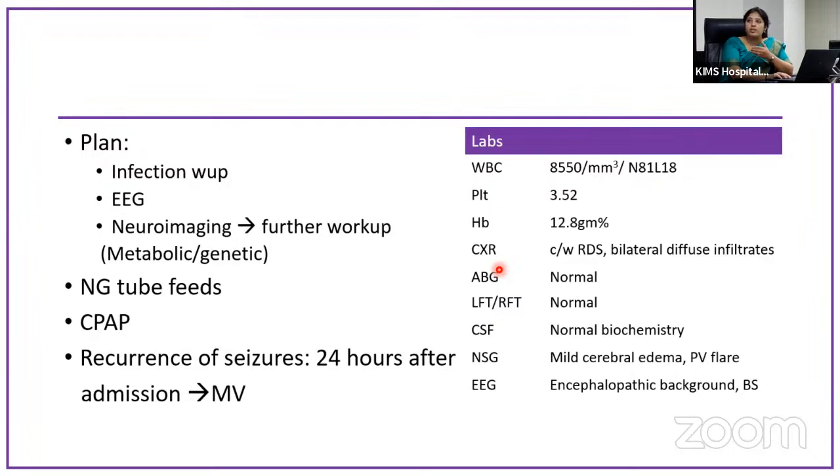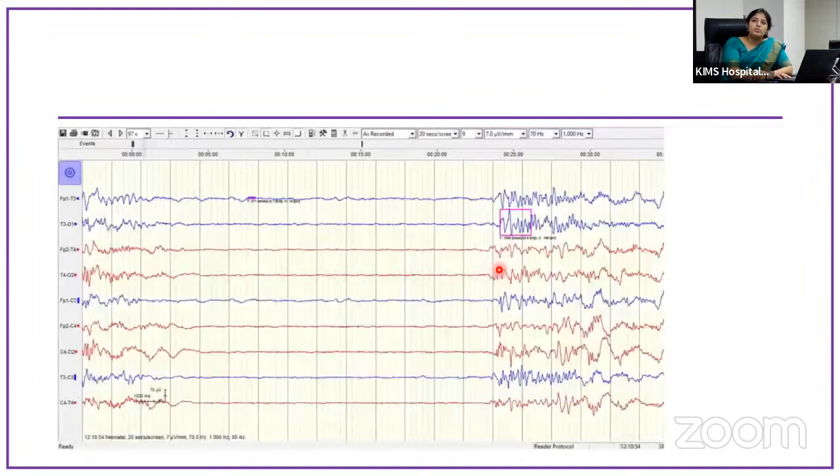Now, if you look at the entire thing, the rest of the investigations are kind of fine, but the EEG is not supporting. The EEG is showing an unfavorable background. So this is what we saw in the EEG. This is a 35-week baby who has come to us at 2 weeks of life, so the corrected gestational age is 37 weeks.